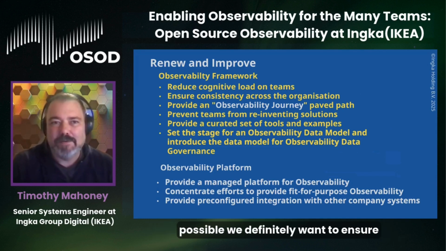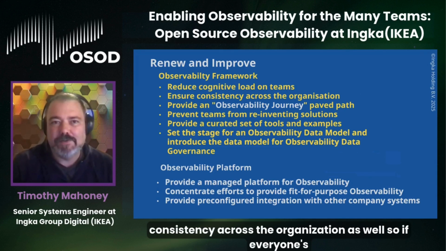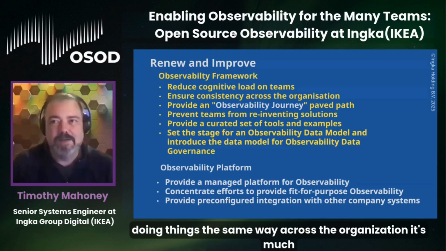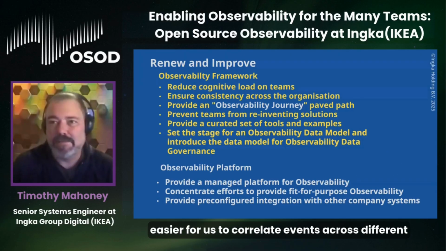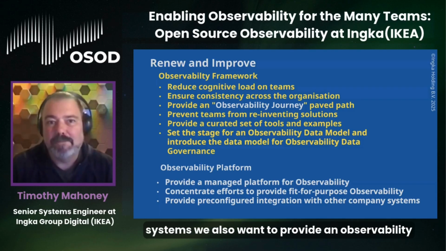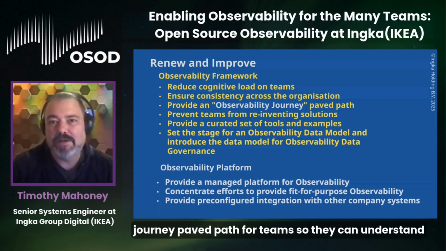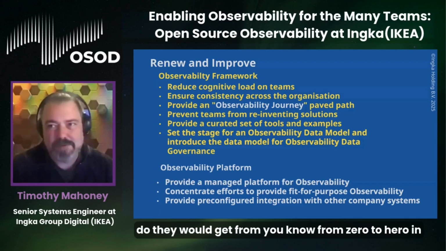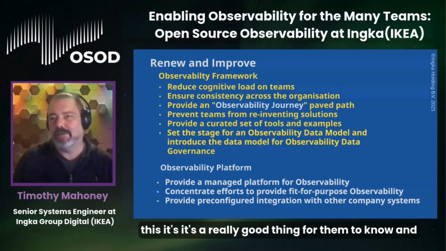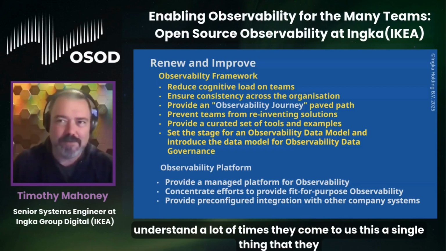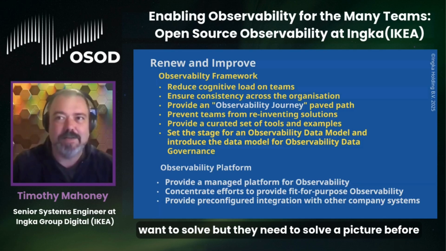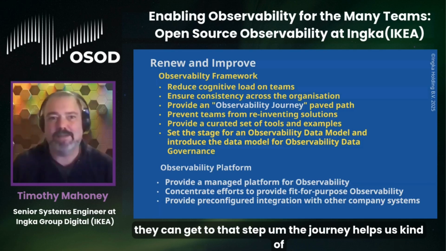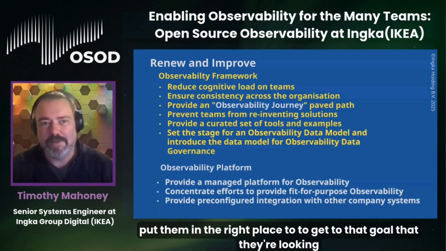We definitely want to ensure consistency across the organization as well. So if everyone's doing things the same way across the organization, it's much easier for us to correlate events across different systems. We also want to provide an observability journey, a paved path for teams, so they can understand what is expected of them to do, how they would get from zero to hero in this. It's a really good thing for them to know and understand. A lot of times they come to us with a single thing that they want to solve, but they need to see the whole picture before they can get to that step. The journey helps us put them in the right place to get to that goal that they're looking for.